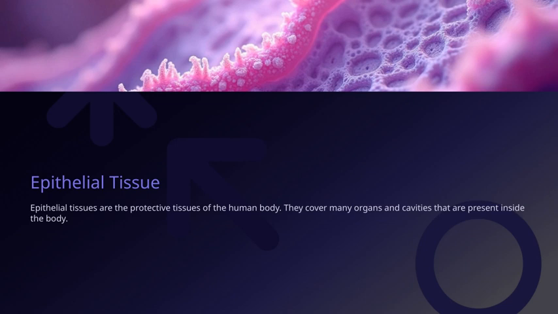Understanding epithelial tissue is key because it connects to many other tissue types and plays a crucial role in maintaining overall health and homeostasis. So, in our exploration of human tissues, epithelial tissue stands out as the first line of defense, guarding our internal environment from the outside world.